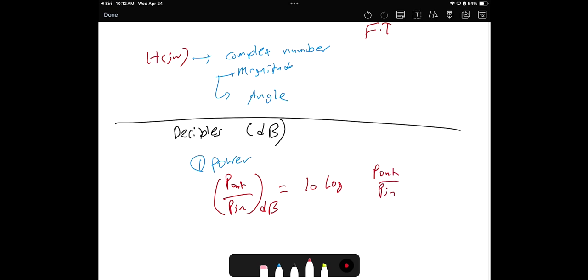And log here means the default is base 10, log base 10. Keep in mind when you do it in MATLAB, if you write the code log, the default is the natural log. But for us, when we do the math, if you say log without anything, it is base 10. When we say ln, it means log base e. Okay? But in MATLAB, the situation is different. When you write log, the default is the natural log. Okay, so the formula is 10 log P out over P in.